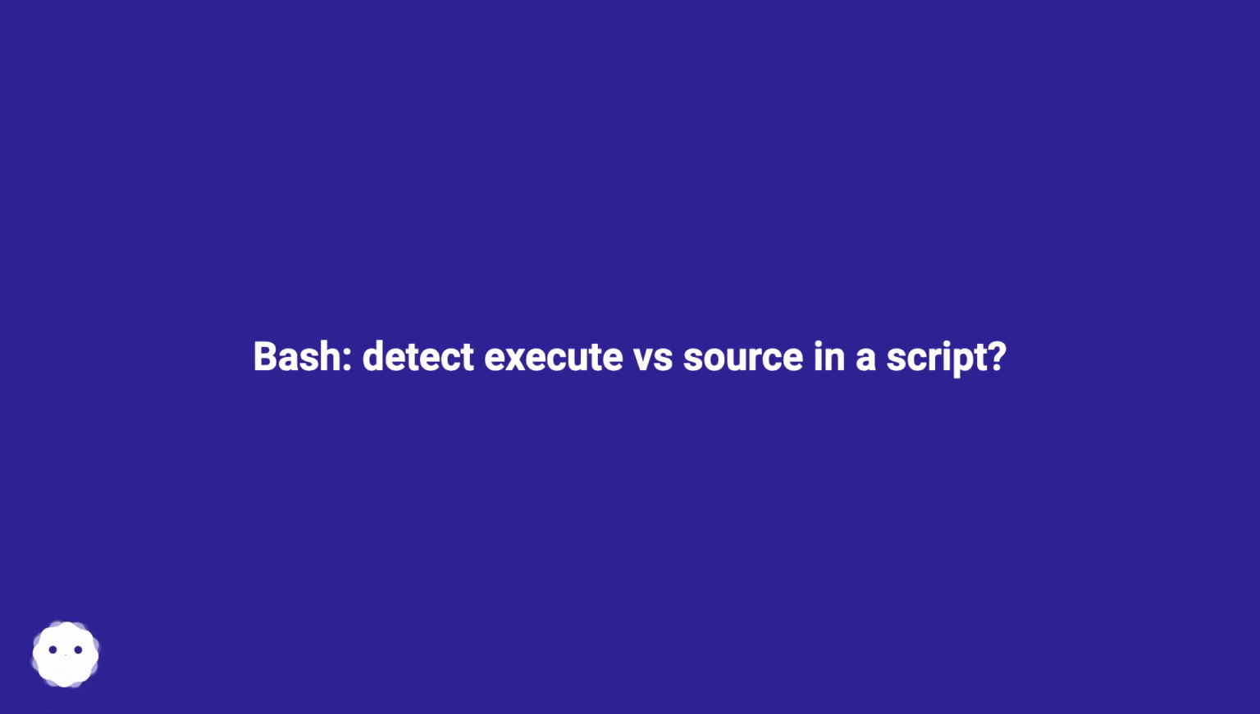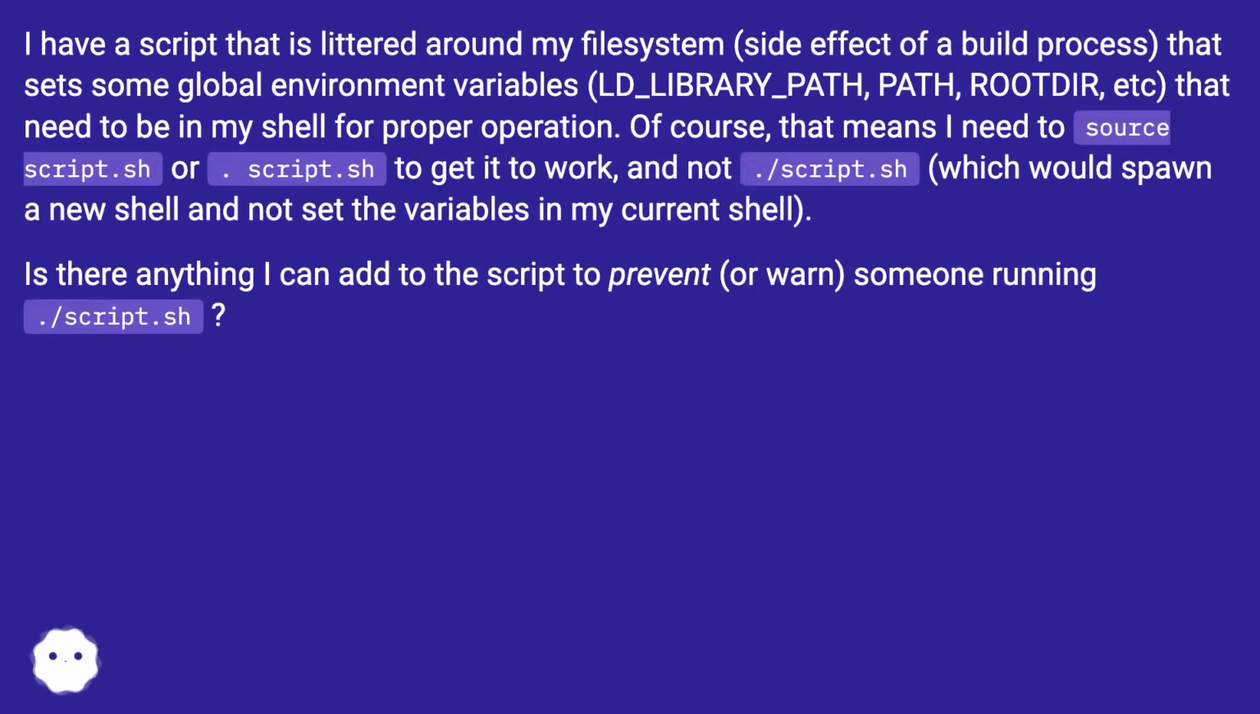Bash detect execute vs source in a script. I have a script that is littered around my file system, a side effect of a build process that sets some global environment variables, LD_LIBRARY_PATH, PATH, ROOT_DIR, etc., that need to be in my shell for proper operation. Of course, that means I need to source script.sh or . script.sh to get it to work, and not ./script.sh, which would spawn a new shell and not set the variables in my current shell. Is there anything I can add to the script to prevent or warn someone running ./script.sh?